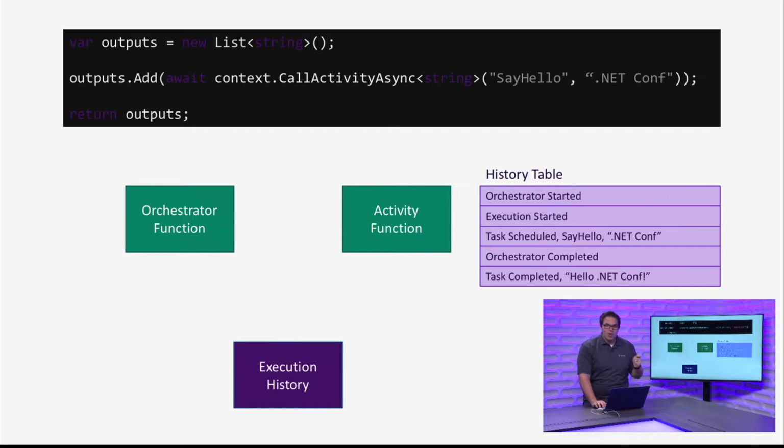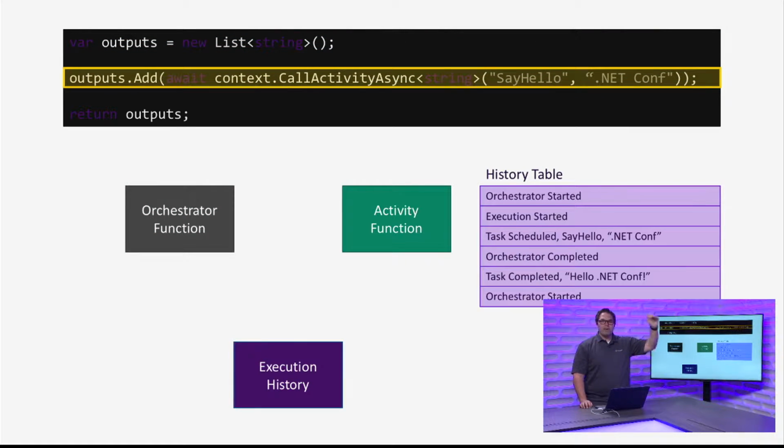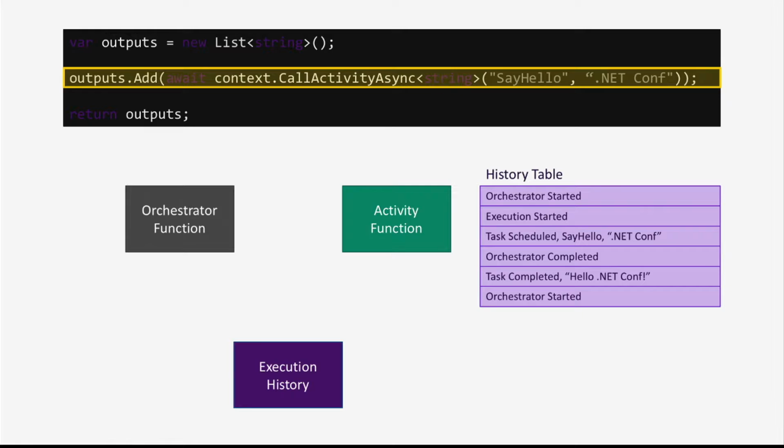Now what happens when the orchestrator wakes back up is extremely important to understand when you're writing and debugging these. The orchestrator function is not going to pick up from where it left off. In fact, it's going to start from the very top of the orchestrator again when it wakes back up. So it starts at the top, it does that first line of code, hey, I need to have a new list of strings.